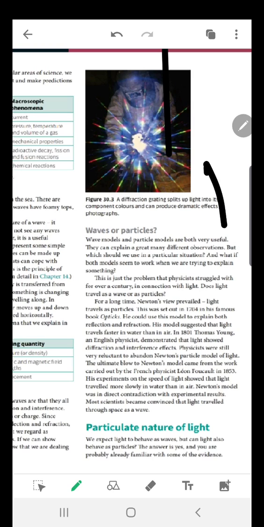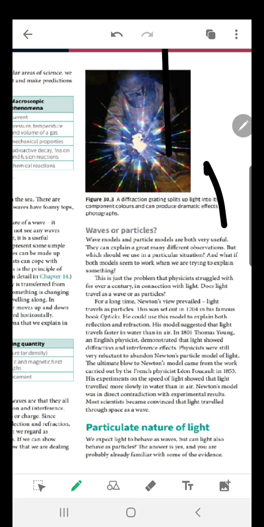So for a long time, Newton's view prevailed, and nobody questioned whether it was correct or wrong. He explained both reflection and refraction in his book Optics, that particles can refract and reflect, and he proved it through different experiments, so it's a particle. He also said that light travels faster in water than in air. This was by Newton in the book Optics: it's written that light travels faster in water as compared to air.